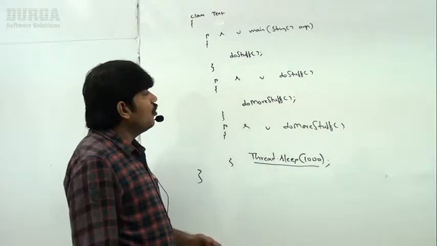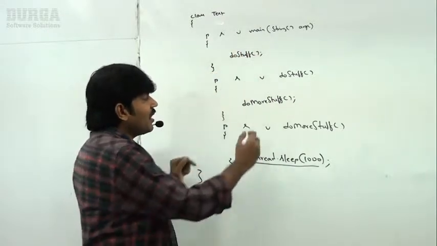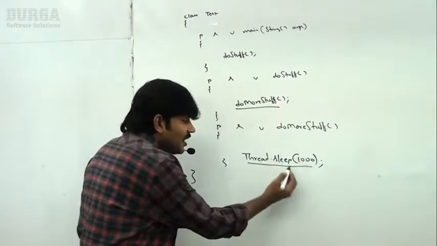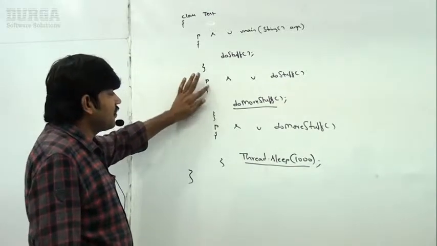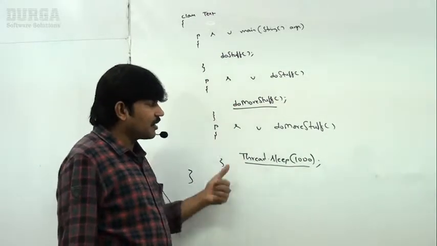Now observe, who is the caller of doStuff? The main method. Who is the caller of doMoreStuff? doStuff. Sir, observe, who is the caller of the sleep method? doMoreStuff. Now I will ask, compiler, can you please compile this code? Observe very carefully.